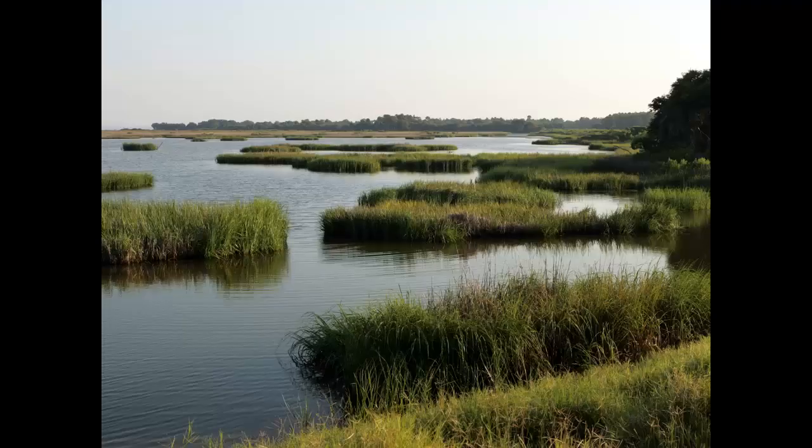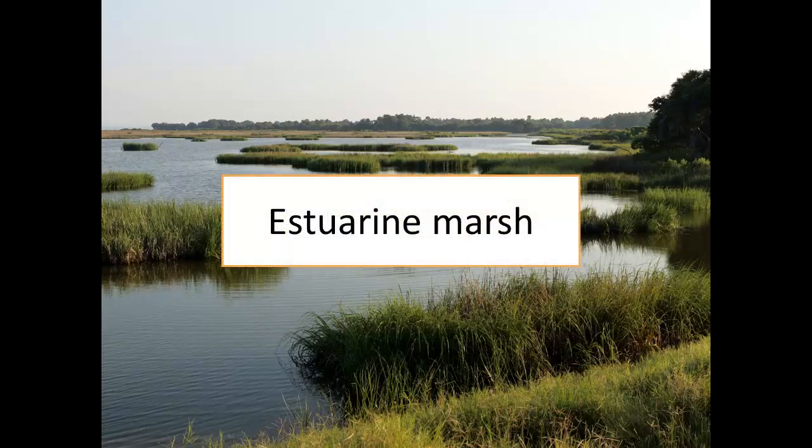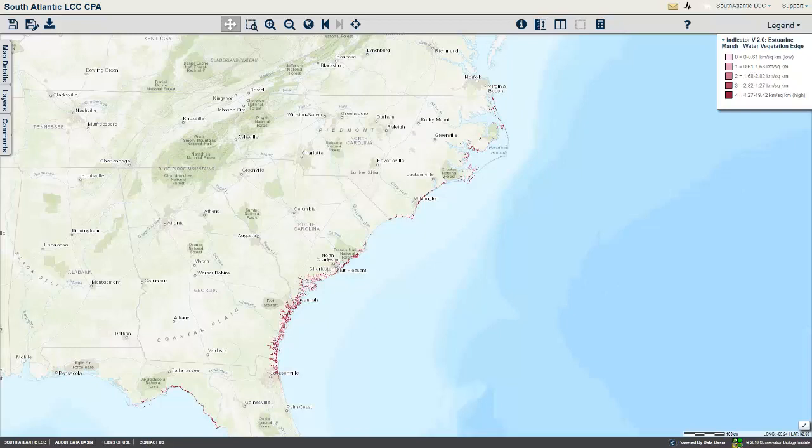Estuarine is split up into 2 parts for the purposes of Zonation, estuarine marsh and estuarine open water. Let's start with the marsh. Water vegetation edge is an index of edge length between open water and vegetation where estuarine waters meet wetland marshes. Wetland patch size, unsurprisingly, is an index based on the size of wetland patches.